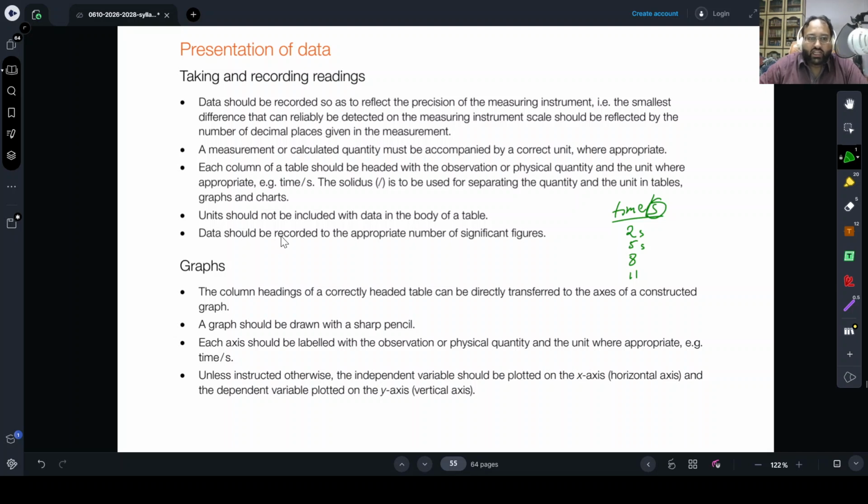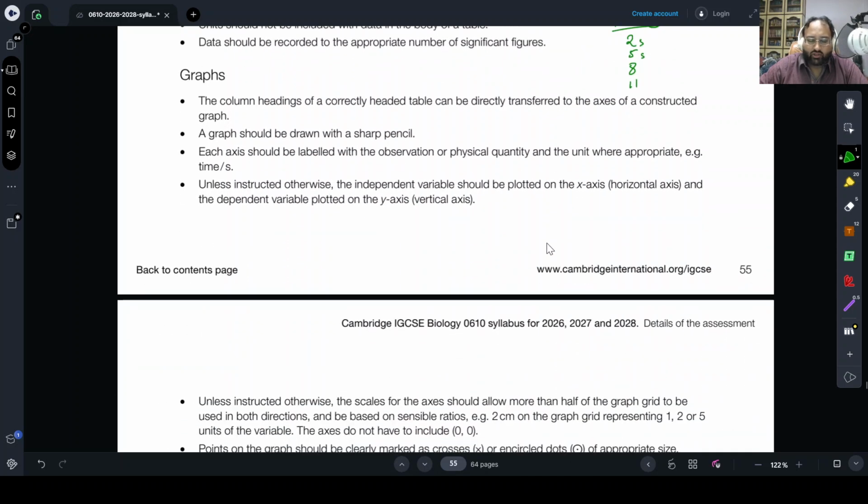The data should be recorded to the appropriate number of significant figures. That depends on the level of accuracy of your readings and appropriately whatever calculations you're making.